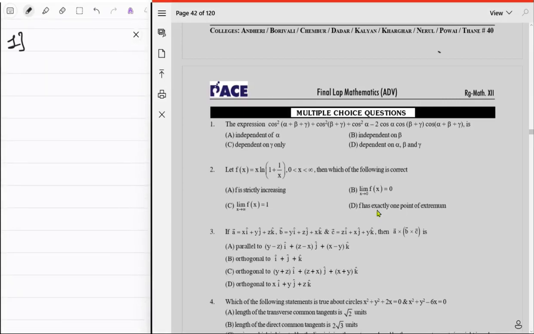First question is the expression. This expression is independent of alpha, independent of gamma, whatever. Cosine square alpha plus beta plus gamma, cosine square beta plus gamma, cosine square alpha minus 2 cosine alpha, cosine beta plus gamma, cosine beta. Okay, this is weird. So alpha plus beta plus gamma जो है उसको अपन u बोल देंगे, इसको v, and this is like alpha. Yeah, okay, w बोल दो. Okay. So cosine square u plus cosine square v plus cosine square alpha minus 2 cosine of u v w.